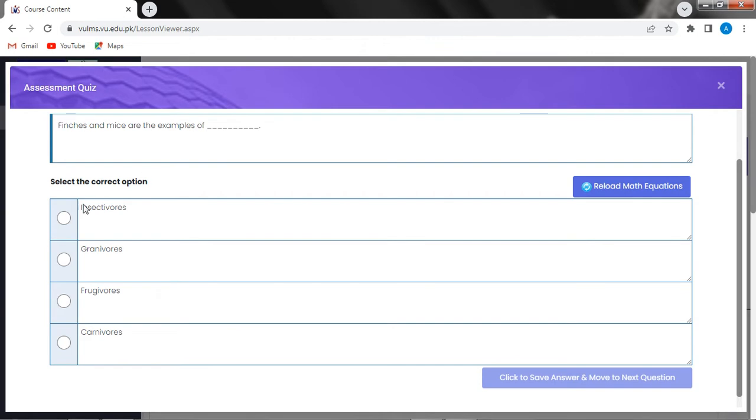Finches and mice are the examples of. Photosynthesis is a. Heat is radiated into space in the form of. Photosynthesis and chemosynthesis are the two processes used by dash for production of food.